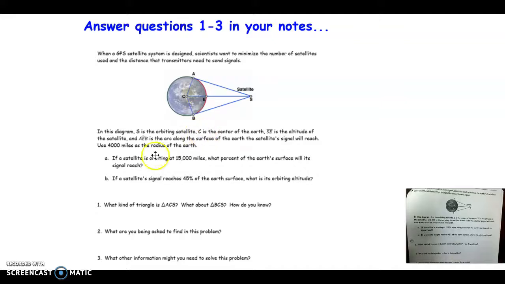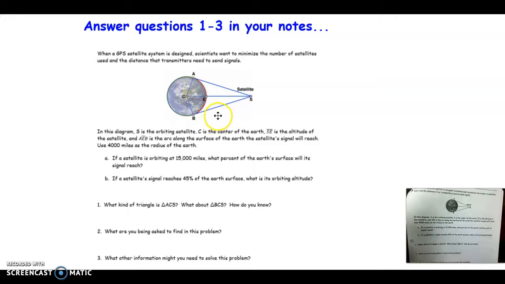Our questions, which we're not going to solve today, we're just going to be talking about how we would go about it, say: if a satellite is orbiting at 15,000 miles, what is that giving me? That's giving me the height the satellite is from the Earth. So remember, that's segment SE. It wants to know what percent of the Earth's surface its signal would reach. The entire Earth, if we just look at the circular arc here, would be 360 degrees. So we would need to know the measure of arc AEB to figure out that percentage. AEB would be our part, and of course 360 degrees would be our whole.